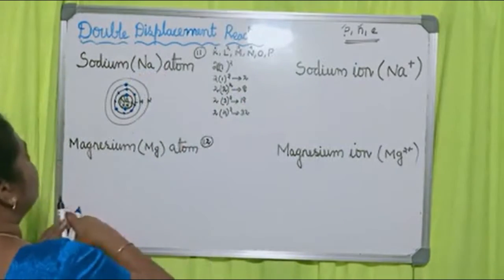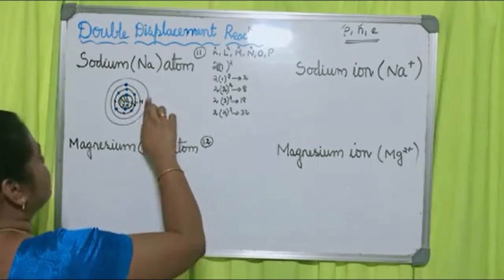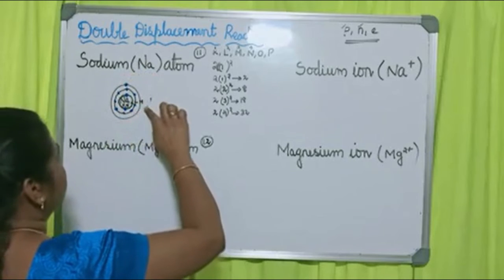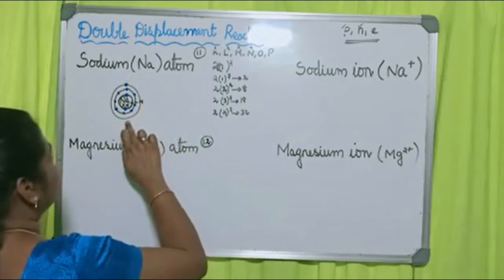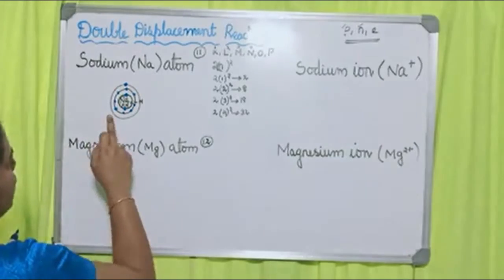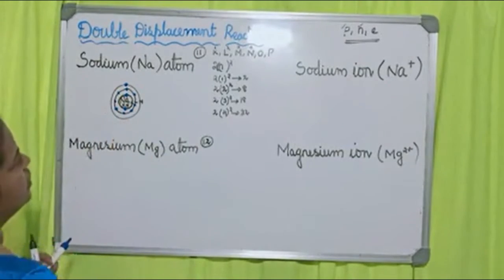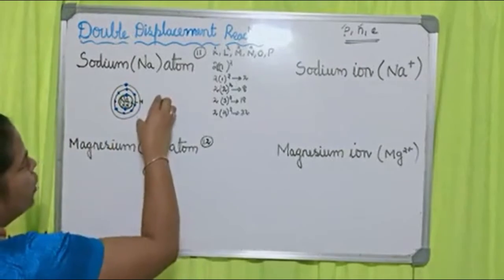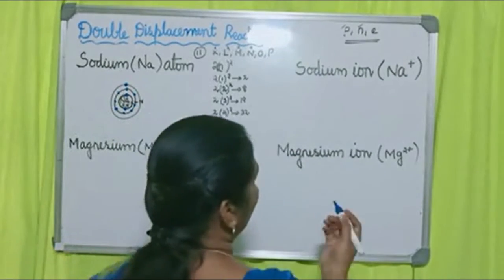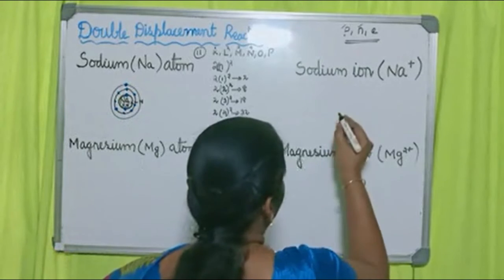So what should I do for this? This N is not there, so I will erase it. Based on the atomic number, I will show the number of electrons. Here 3 shells will show: K shell, L shell and M shell. This is the sodium atom. Sodium atom will be like this. Now I will see how the sodium ion will be.